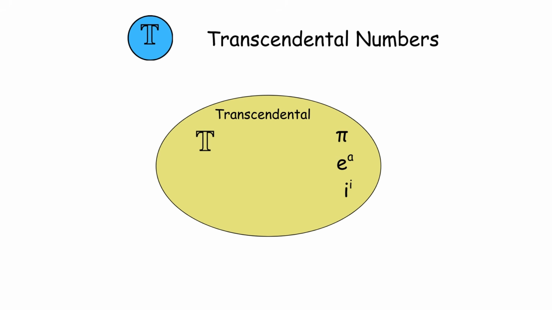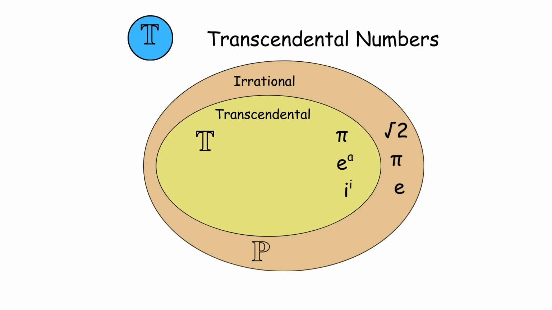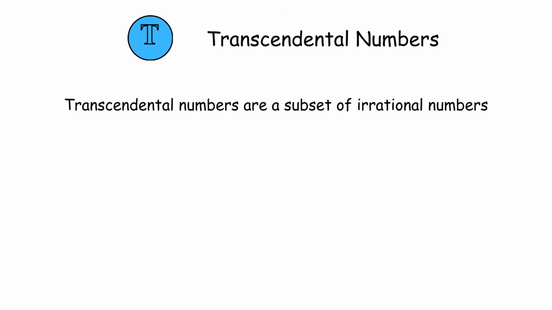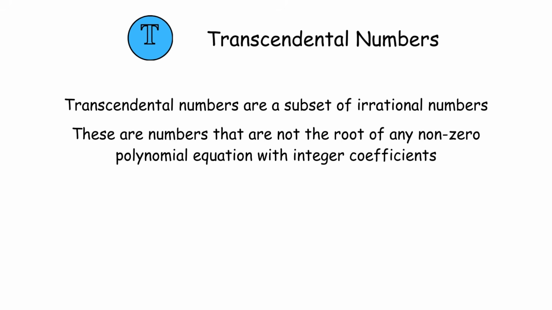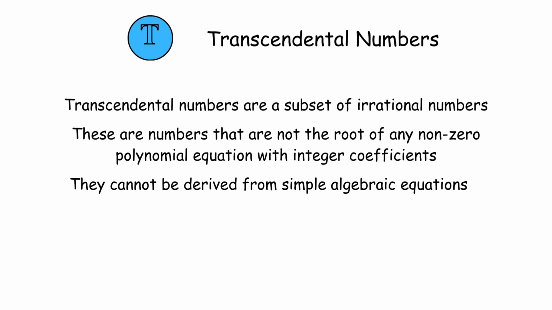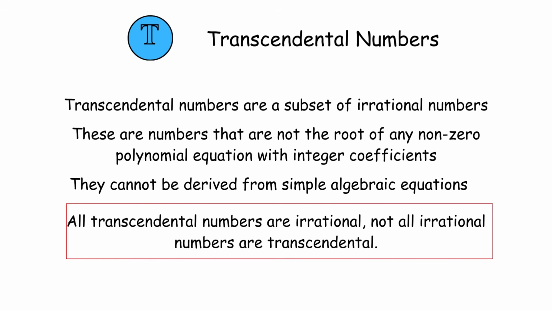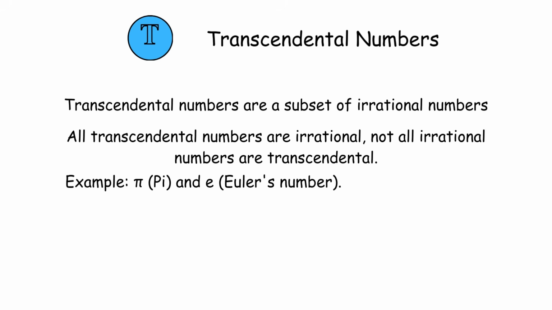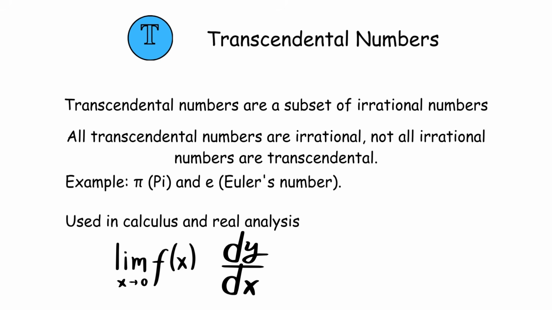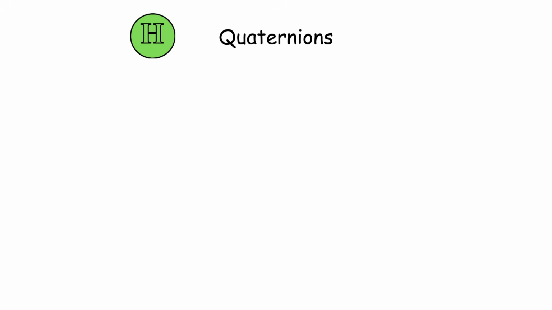Transcendental numbers are a subset of irrational numbers. These are numbers that are not the root of any non-zero polynomial equation with integer coefficients. Essentially, they cannot be derived from simple algebraic equations. While all transcendental numbers are irrational, not all irrational numbers are transcendental. Examples: pi, Euler's number. Transcendental numbers play a crucial role in areas like calculus and real analysis, where they often appear in mathematical constants. Quaternions are numbers used to extend complex numbers to 4 dimensions.